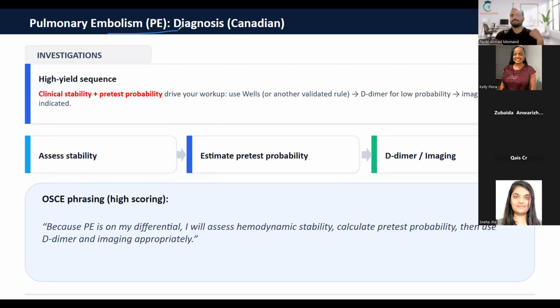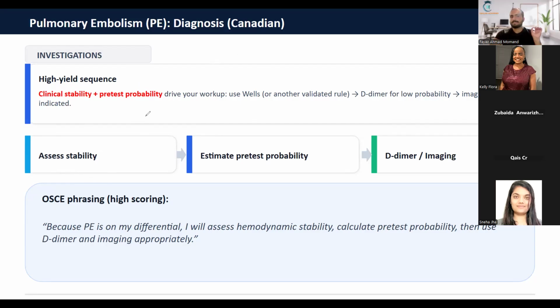Now, for pulmonary embolism, remember risk factors: travel, surgery, females who are taking OCPs, smoking. These are some of the risk factors for pulmonary embolism. If you have a suspicion for pulmonary embolism, you are going to use the clinical stability and pretest probability. If patient is stable and you have pretest probability, for example, Wells criteria or another validated rule, we are going to do D-dimer based on probability if the probability is low. If probability is high, we are going to skip D-dimer. We are going to go straight into imaging, which is CT angiogram or pulmonary angiogram, CTPA.